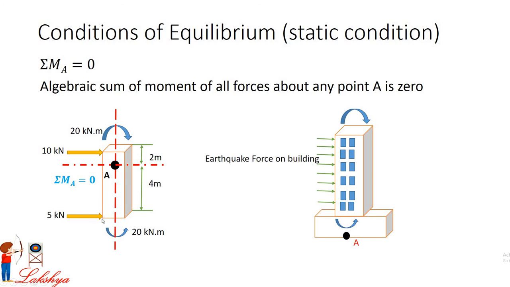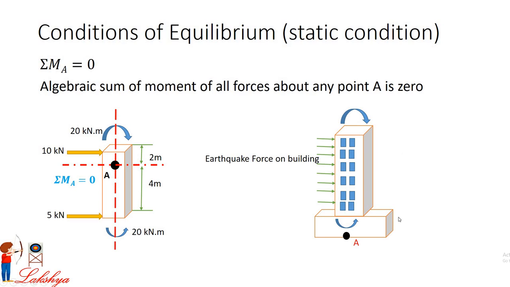Same way, what about the effect of this force? It is 5 multiplied by the perpendicular distance, which is 4. So 5 multiplied by 4, that is 20 kilonewton meter anti-clockwise. So what about the resultant? 20 kilonewton meter clockwise and 20 kilonewton meter anti-clockwise. So the summation of moments about point A is 0. So no rotation. Rotation is 0.